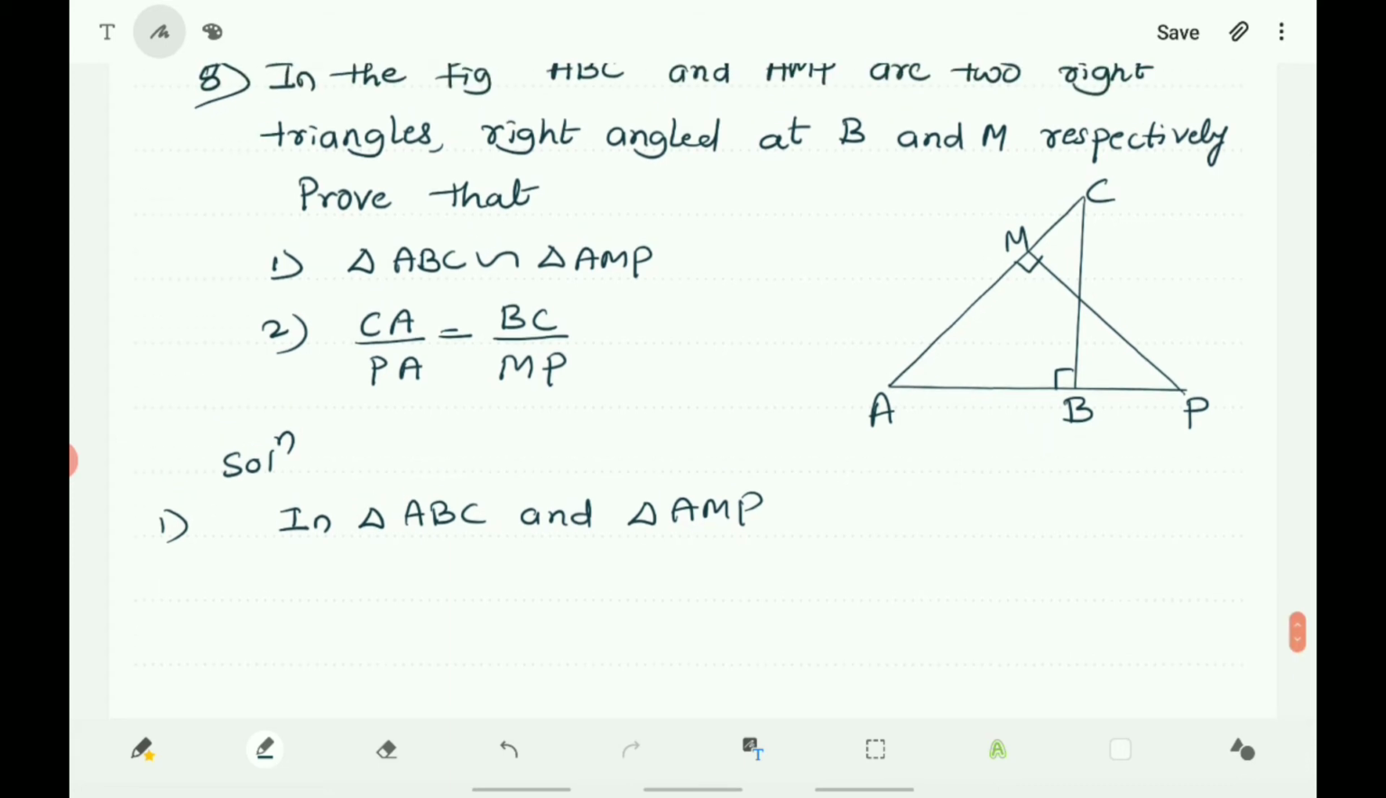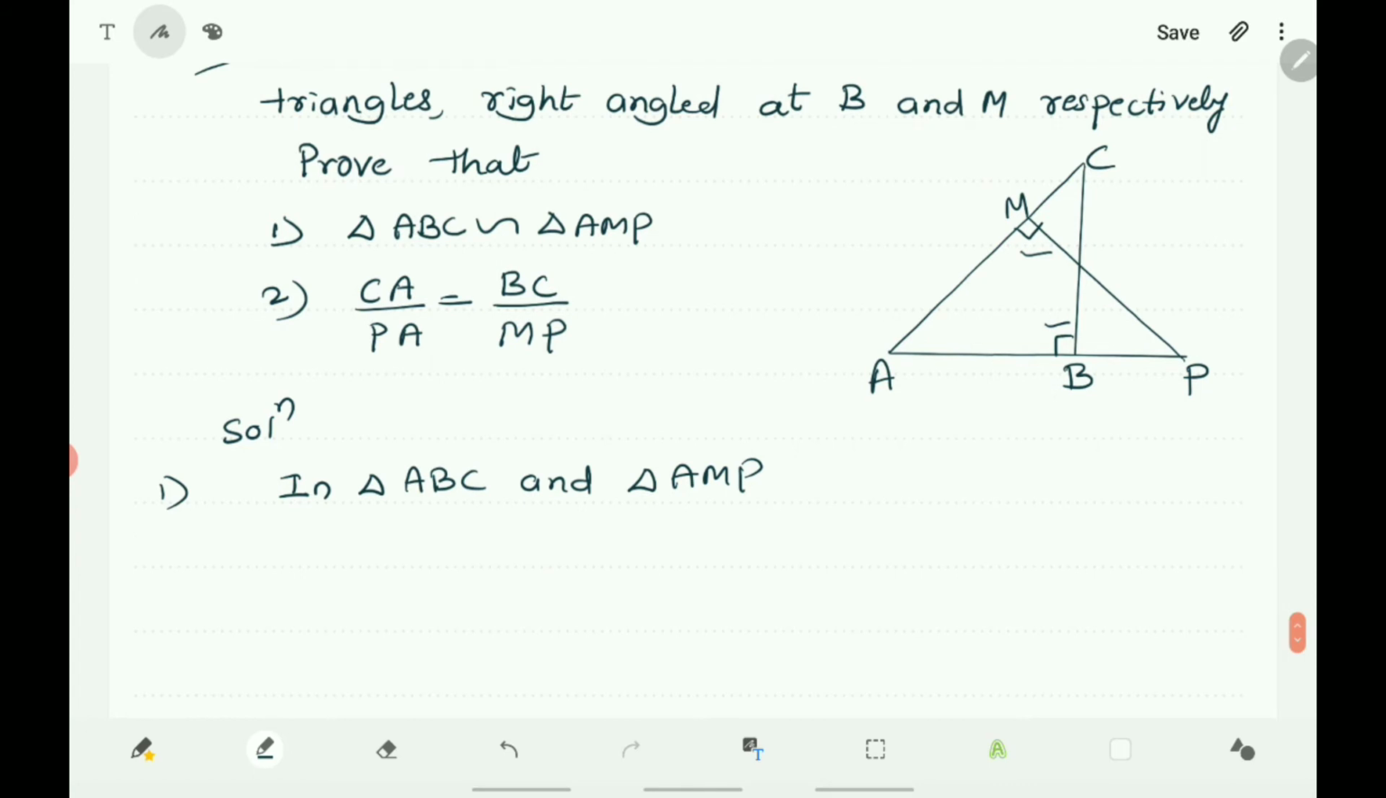Here it is given that angle ABC and angle AMP are right angles, so they must be equal. Right, angle ABC is equal to angle AMP, both are equal to 90 degrees. The reason you can write is given. Already it is given that triangle ABC is right angled at B and triangle AMP is right angled at M. So here you have angle ABC equal to angle AMP, both equal to 90 degrees.